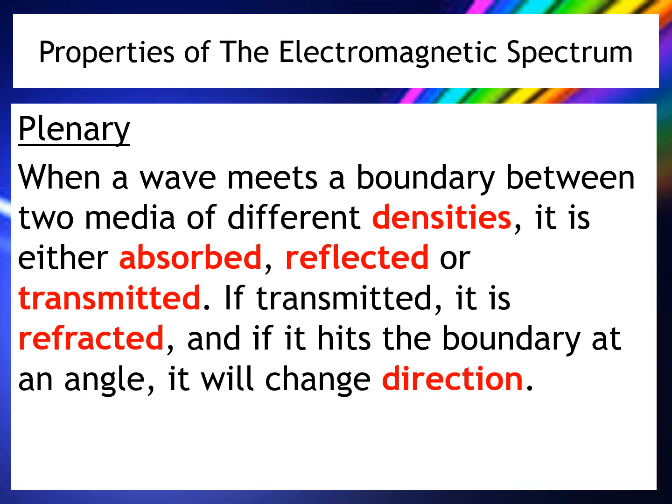The absorption idea we look at again in a little bit more detail, particularly those of you doing the triple science. But we do know if it's a very sharp change in density, the wave may well be reflected like light from a mirror. It may be transmitted, and as we've already seen, if it's transmitted, we're talking about it being refracted. And if it hits the boundary at an angle, it will change direction as well as changing speed.